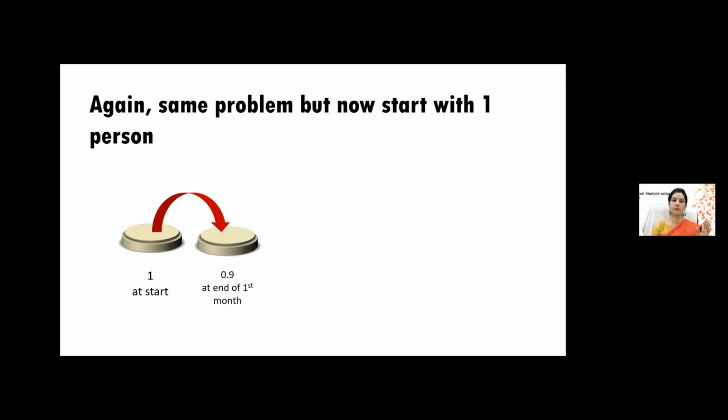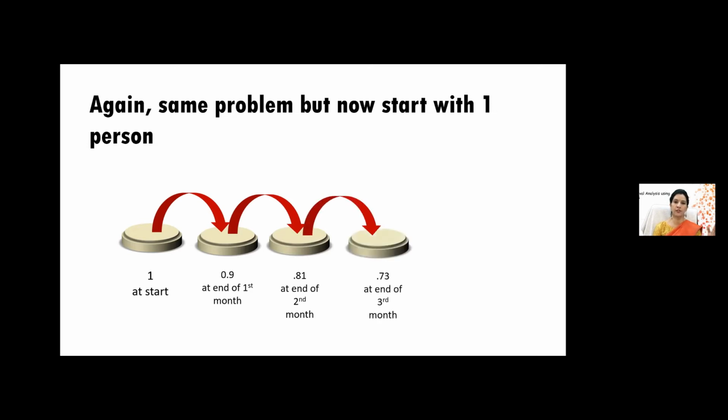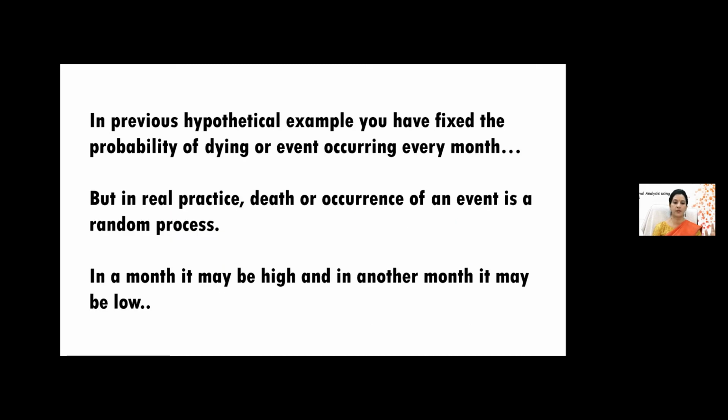Because probability always ranges from 0 to 1, that's why maybe I am starting with 1%. So we start with the first 1%, then at the end of the first month it is 0.9. Then at the end of maybe the second month, it is 0.81. And then at the end of the third month, it is 0.73. Similarly, it is the same concept which you have seen in the previous example. So at the end of every month, we are calculating the probability of survival of that person.